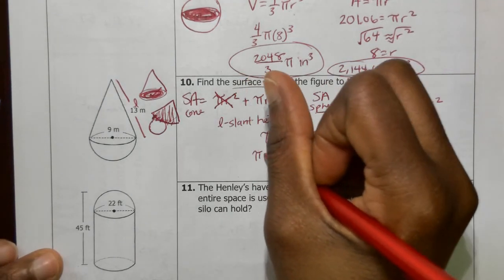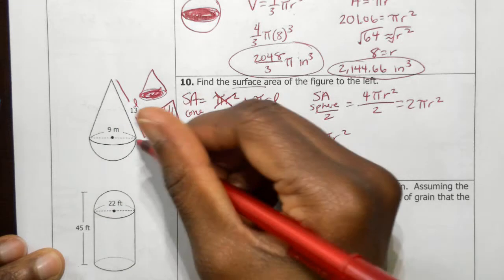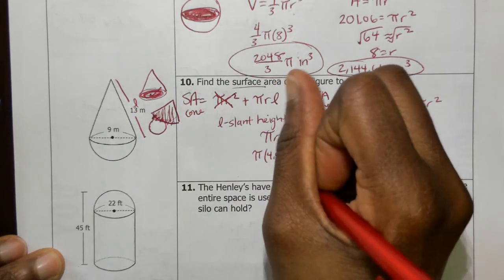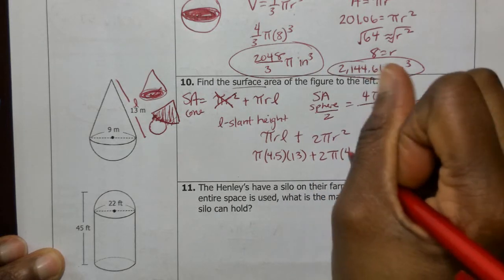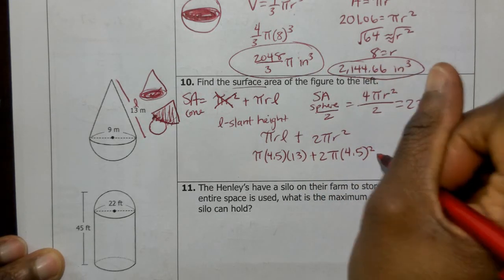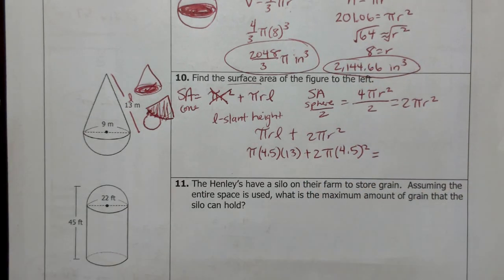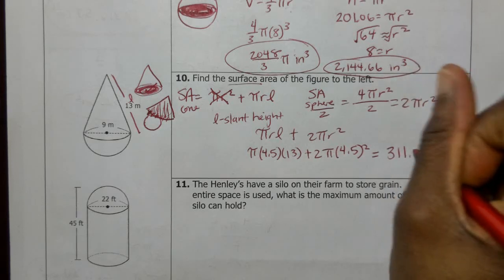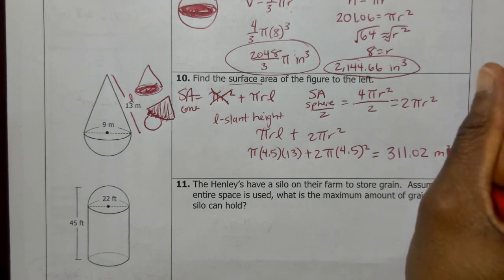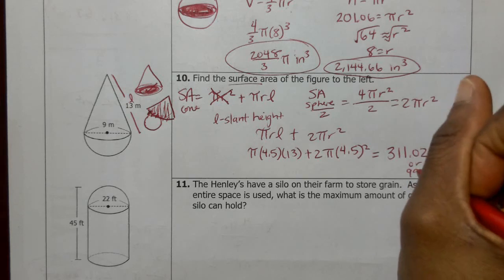Okay, so if I plug in, it's going to be pi. The radius is, the diameter is 9, so the radius would be half of that. Okay, then you can evaluate. Okay, so that answer for 10 should have been, I'll just write it out, 311.02, or in terms of pi, 99 pi.